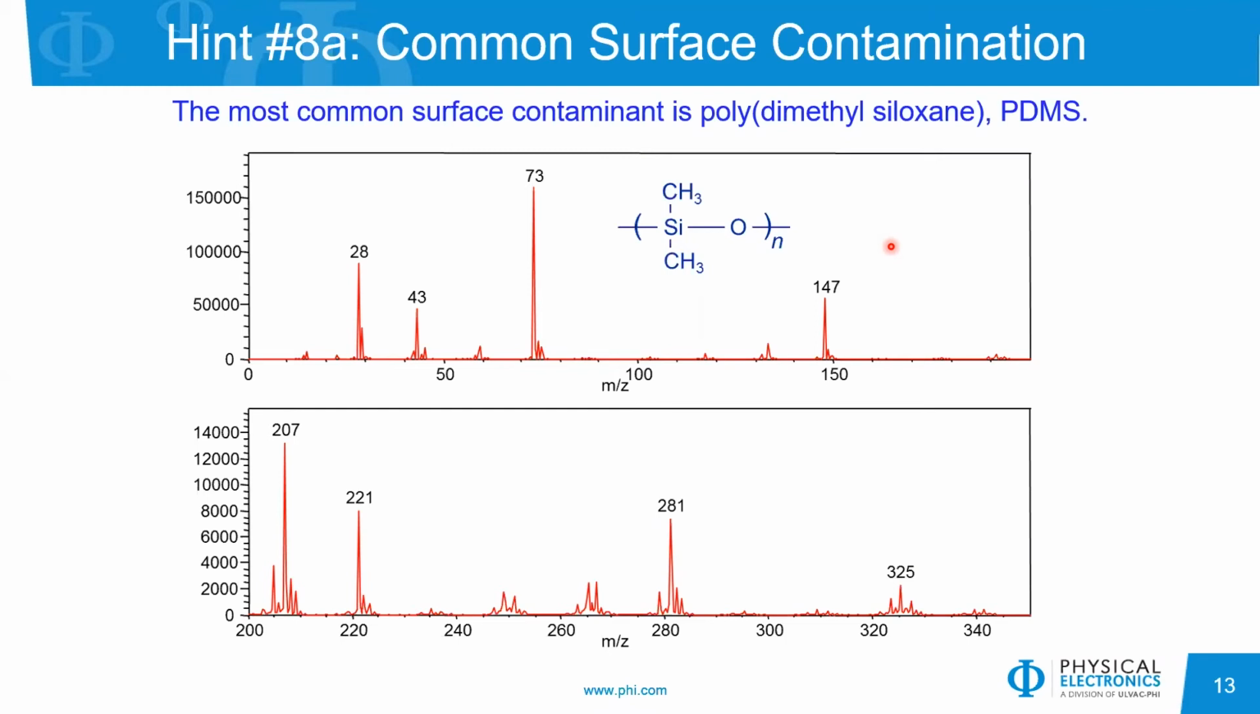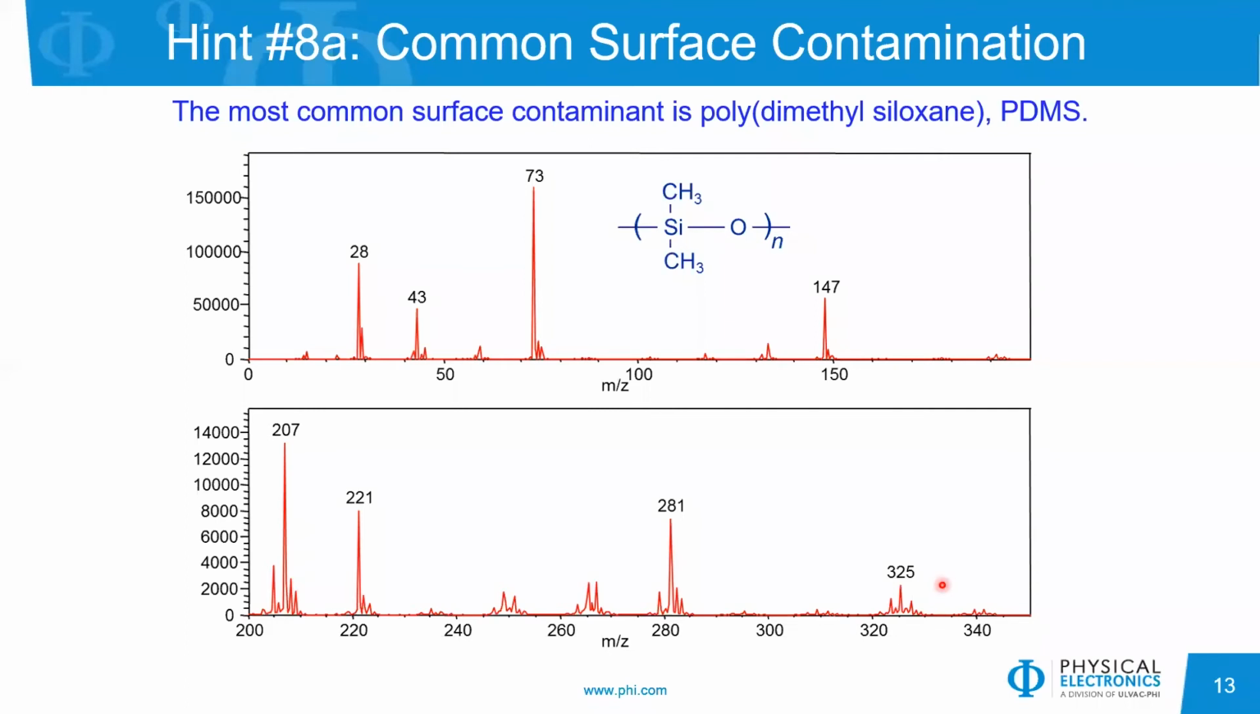But the thing about PDMS is that very little results in very large peaks in your positive ion mass spectrum. So you can have essentially almost no PDMS on your sample, but you will see very intense peaks at 73, 147, 207, 221, 281, 325, and so on.